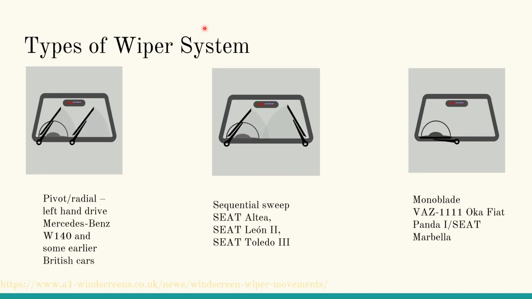The third one is monoblade. Using a cantilever, this type of windscreen wiper is attached to a single arm, which extends upward to reach the top corner of the windscreen and glides in each and the middle of the windscreen to create an M shape. Rather than using two wipers, a single blade allows for wider coverage, moving any excess streaks away from the center of the windscreen and out of the driver's line of vision. The cars in which it is used are the VAZ 111 Oka, Fiat, etc.